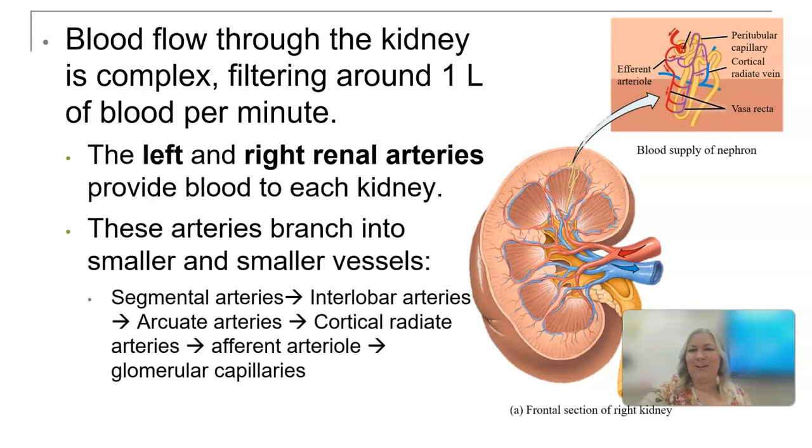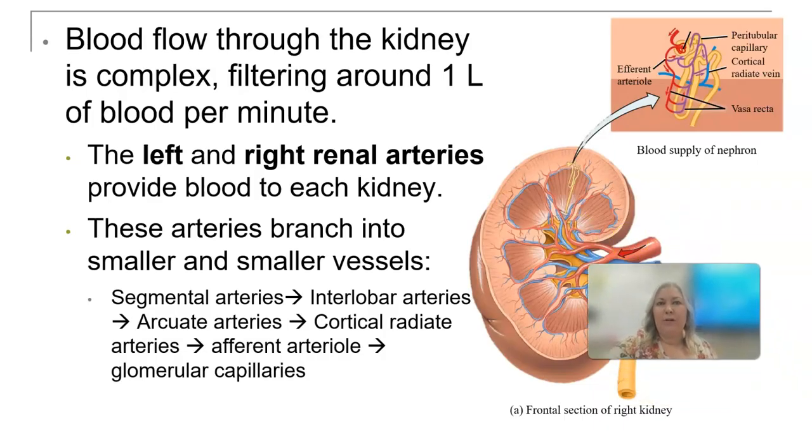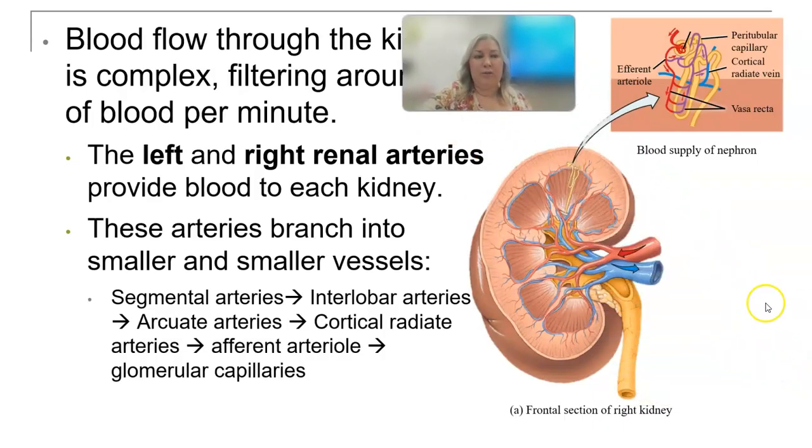That is being filtered. The blood is provided to each kidney through the renal artery, which is very large. It branches right off of the abdominal aorta. And then you can see how it branches into smaller and smaller vessels. So the renal artery will branch into segmental arteries. And you can think of that as going to different parts or different segments of the kidney itself. Then it will go into an interlobar artery.